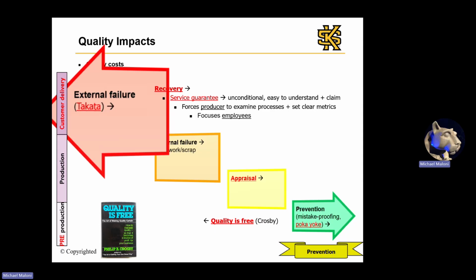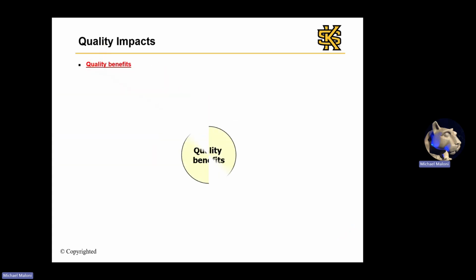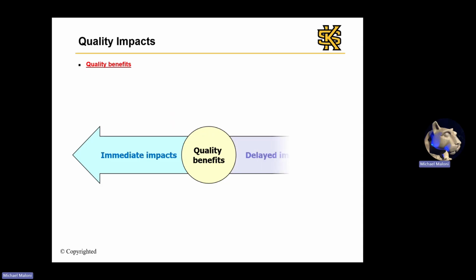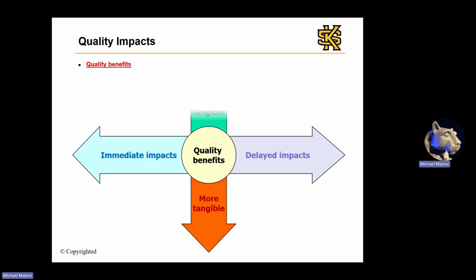DRIFT. So is quality really free? Well, no. Crosby's point is that quality and ideally prevention eventually pays for itself, reducing or eliminating the more expensive external and internal failures. In other words, quality has a positive return on investment. Let's then dig deeper into the potential benefits of quality, categorizing them as immediate versus delayed impacts. And then also more tangible impacts versus less tangible ones.